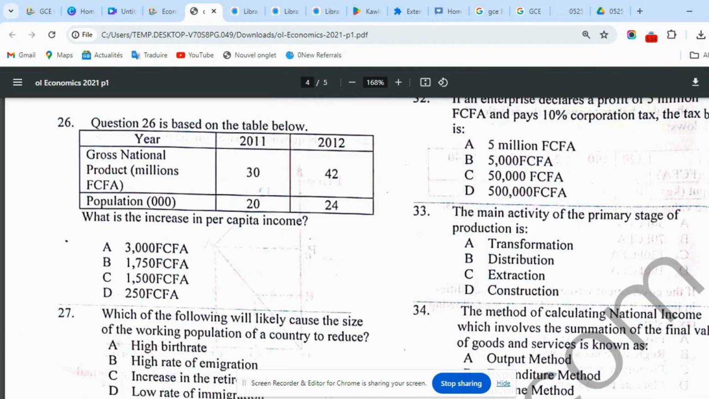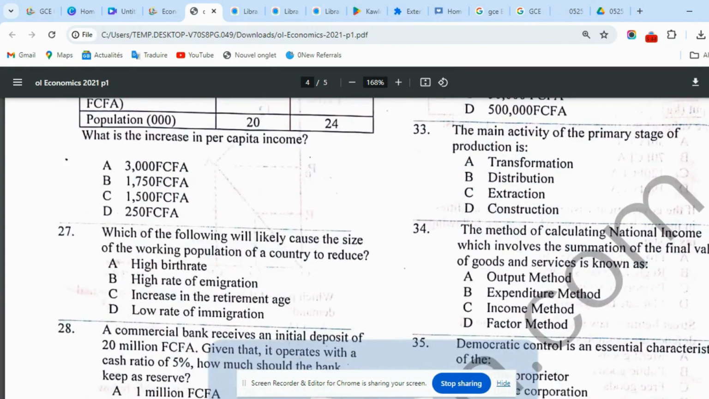Now let's go to 34. The method of calculating national income, which involves the summation of final values of goods and services, is known as... Can you answer this? Let me give you a few seconds to answer. The correct answer is B, which is expenditure method. Okay, expenditure method is the correct answer for this.